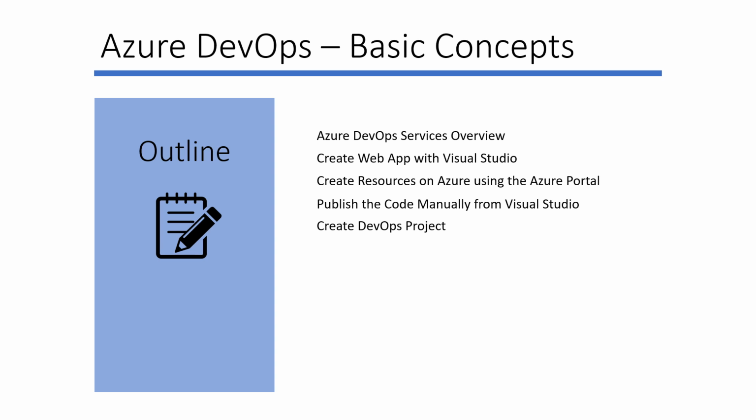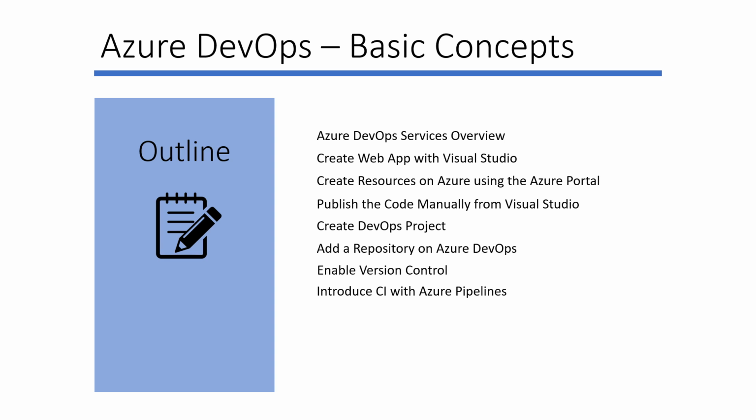Then we will create an Azure DevOps project in order to add some process around our development effort. On DevOps, I will first utilize Azure Repos for version control. I will then introduce continuous integration with Azure pipelines. I will spend some time explaining the basic YAML syntax of an Azure pipeline. And finally, I will modify the basic pipeline and add the ability to execute unit tests as part of the build process.